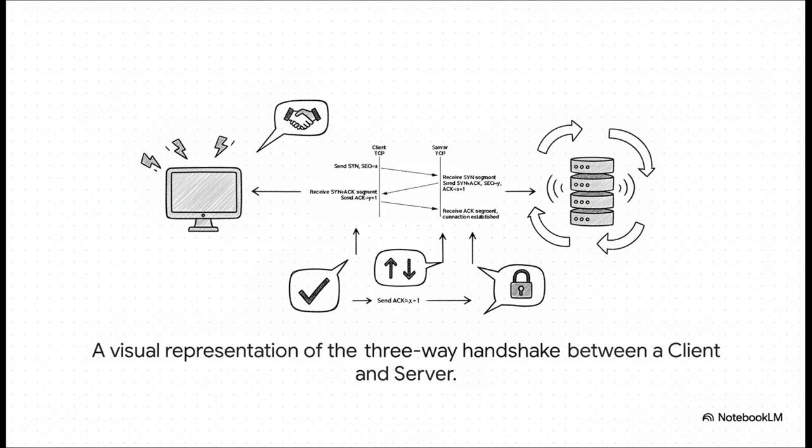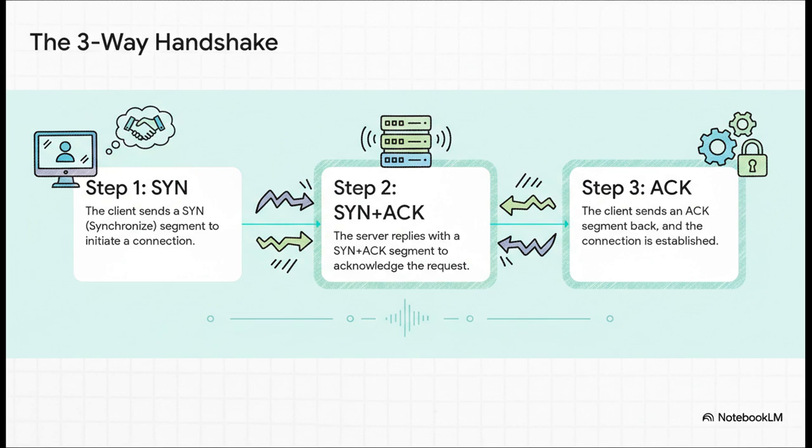Let's break down those three steps. So here they are, laid out nice and simple. Step 1, the client sends a message called a SYN. Step 2, the server replies with a SYN-ACK. And step 3, the client confirms with a final ACK. You can think of it as, hello, hello back. Okay, got it. It's that simple, powerful sequence that makes so much of what we do online possible.